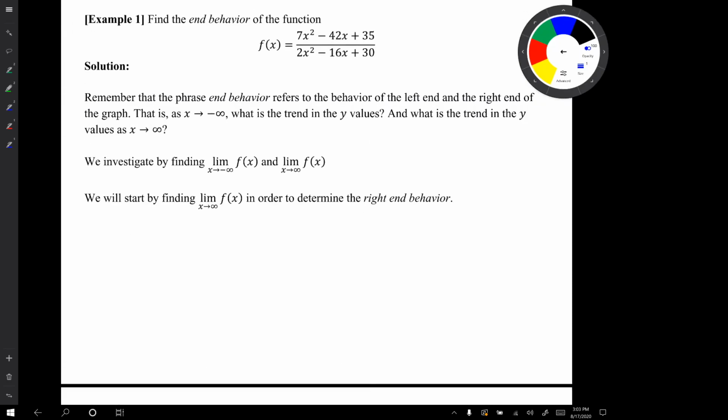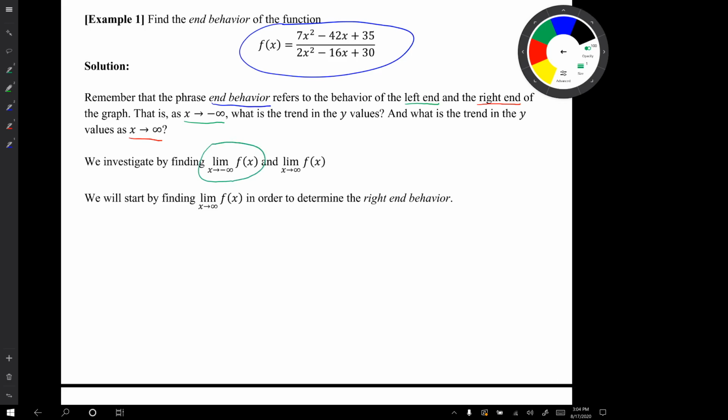In our first example, we're going to find the end behavior of this function f of x, this ugly rational function. Now remember that the phrase end behavior refers to the left end behavior and the right end behavior. That is, as x goes to negative infinity, what's the trend in the y values? And what's the trend in the y values as x goes to plus infinity? So we will investigate those two things by finding these two limits.